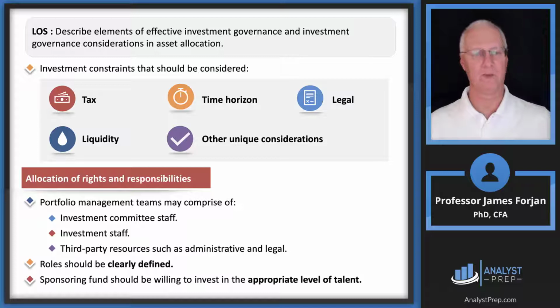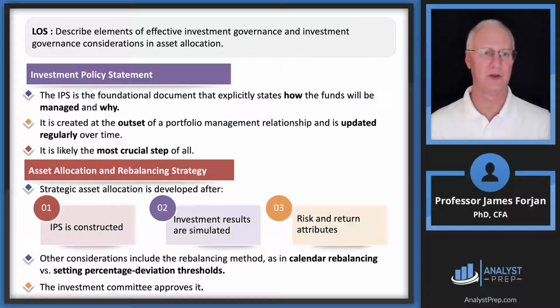All right, this is what I was saying earlier about this allocation. So you have investment staff, you have your investment committee, and then you have third-party resources. So clearly defined, sponsoring funds should be willing to invest in the appropriate level of talent, right? So that means that you should have some kind of financial support in putting together your staff. All right, here's the policy statement, the actual policy statement.